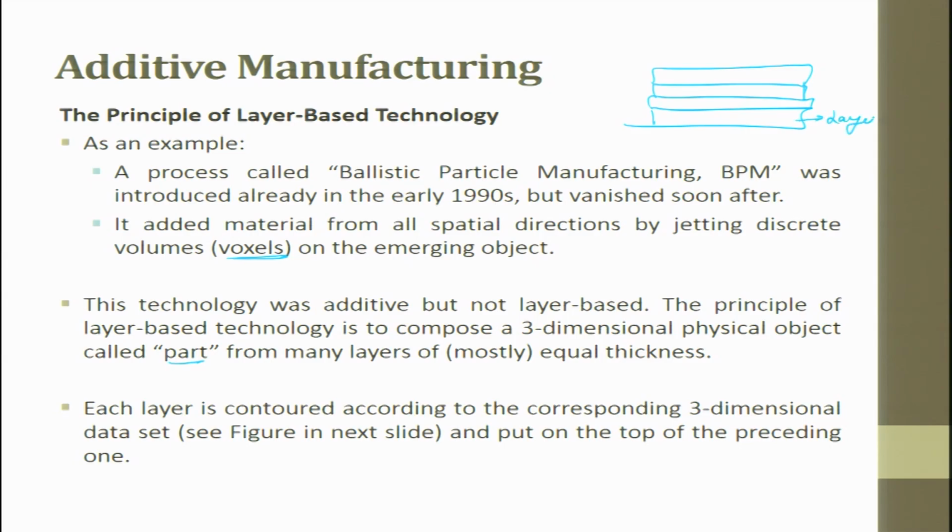This is the layer we are talking about, this is the thickness we are talking about, and this is placed on top of the other. So, this is placed, this is placed, this is placed. So, each layer is contoured according. This is only the side view. Suppose if I wanted to look at the plan view, you can have something like this. Okay. So, each layer is contoured according to the corresponding three-dimensional data set and put on to the top of the preceding one.